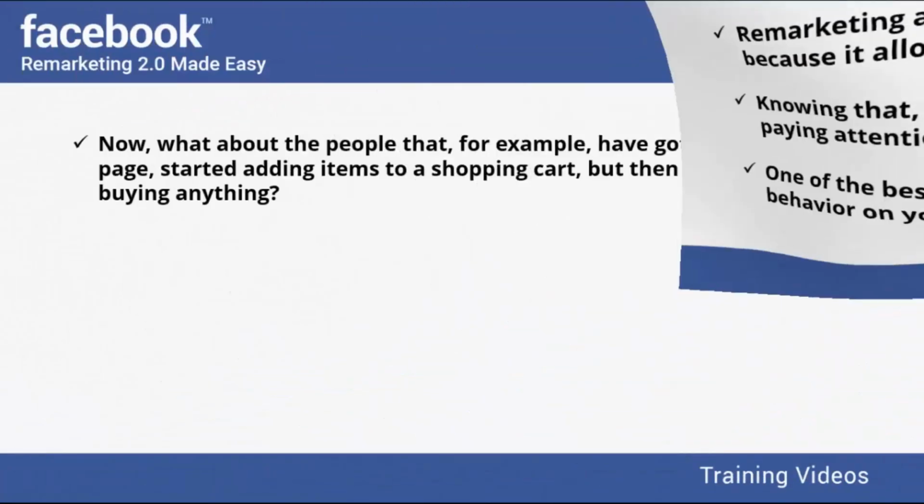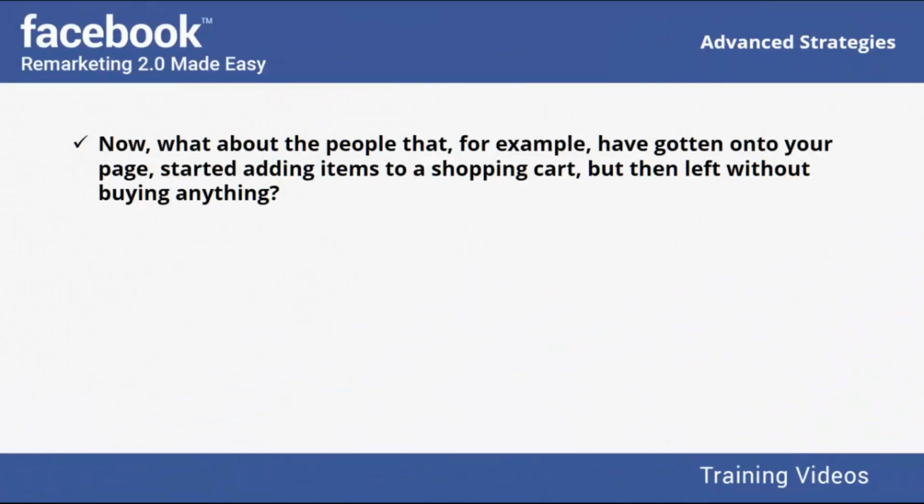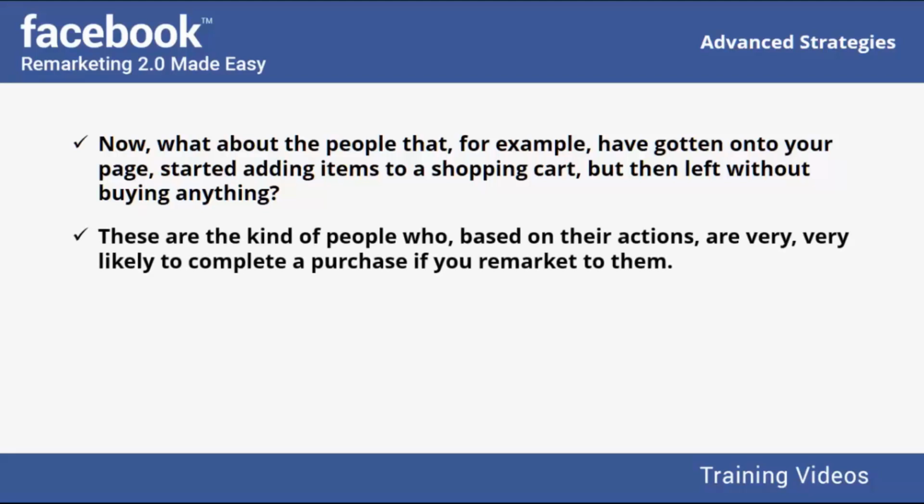Now, what about the people that, for example, have gotten onto your page, started adding items to a shopping cart, but then left without buying anything? Or the people that regularly visit your product pages? You need to segment them into the hard sell leads audience. These are the kind of people who, based on their actions, are very, very likely to complete a purchase if you remarket to them, because they were about to buy. The ad and the message served to them have to invite them to complete the purchase they just started, and for some reason or another could not complete.